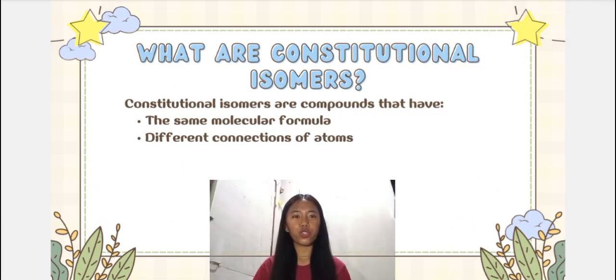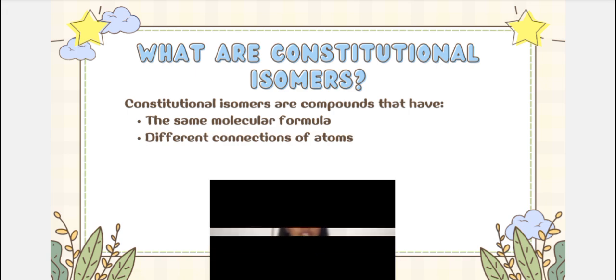What are constitutional isomers? Constitutional isomers are compounds that have the same molecular formula but different connections of atoms. So in simple words, pareho sila og number sa atoms pero lahi ang ilahang pagka-connect o pagka-arrange sa ilahang atoms. Because of this, they become different compounds.